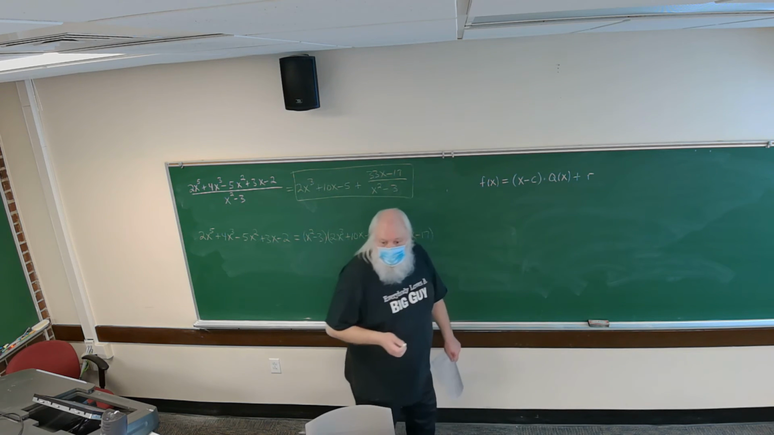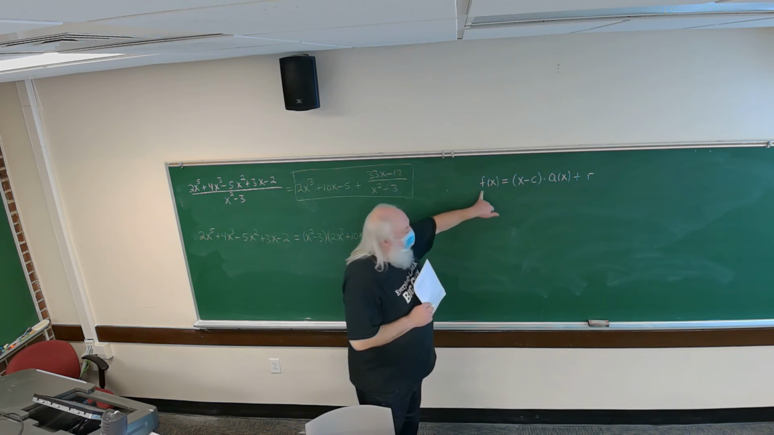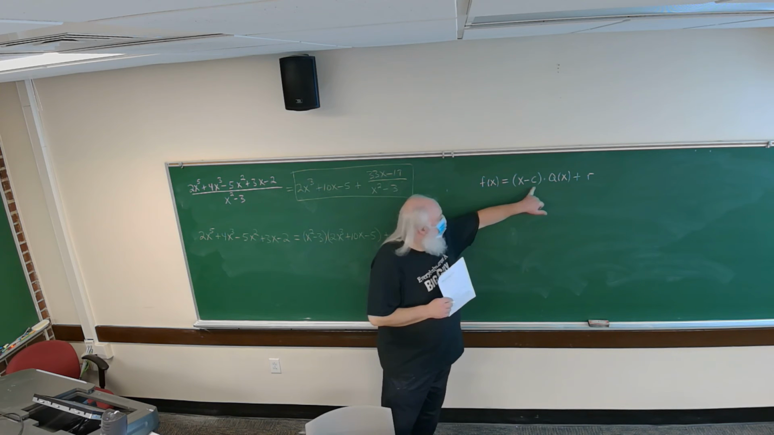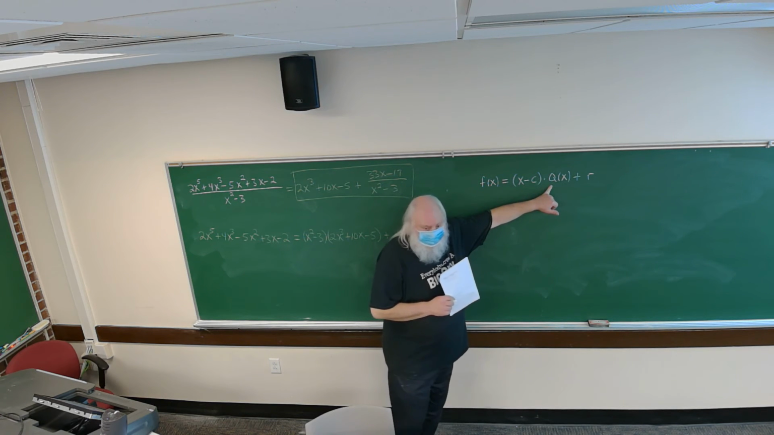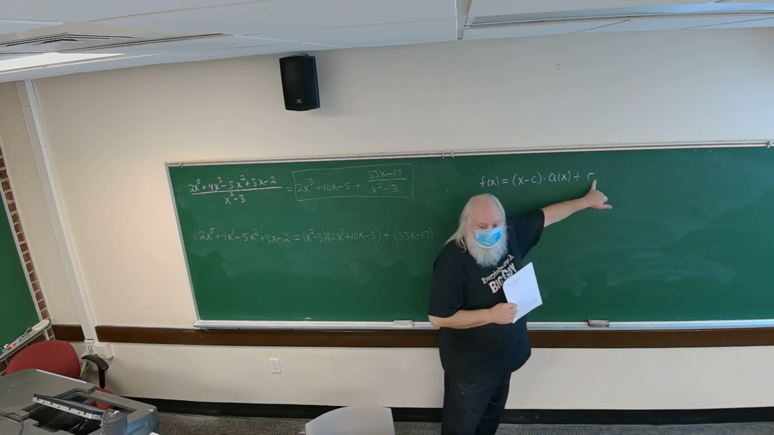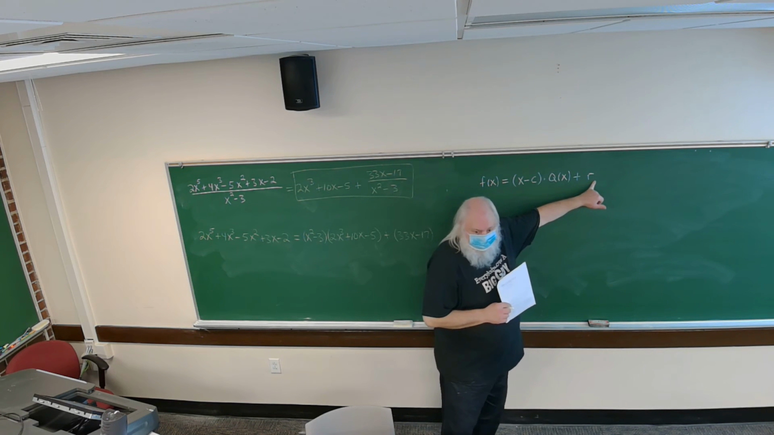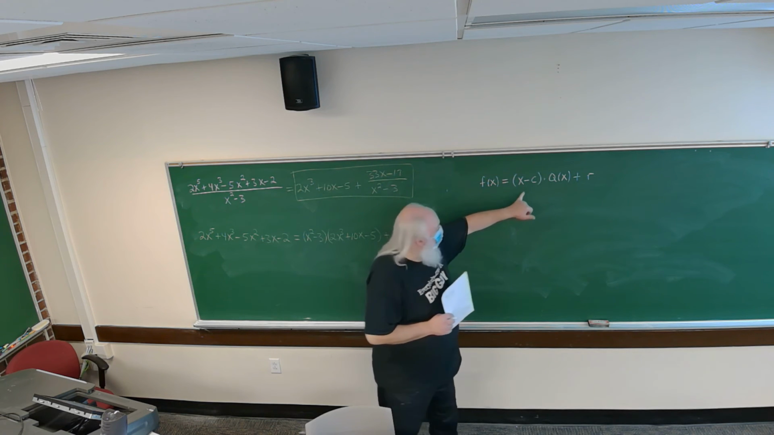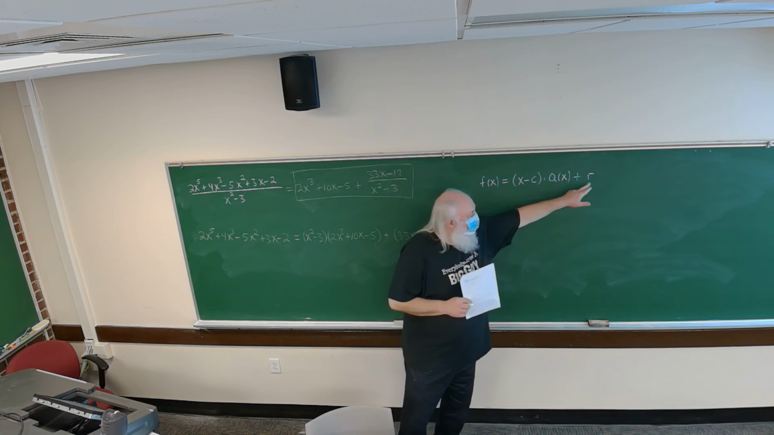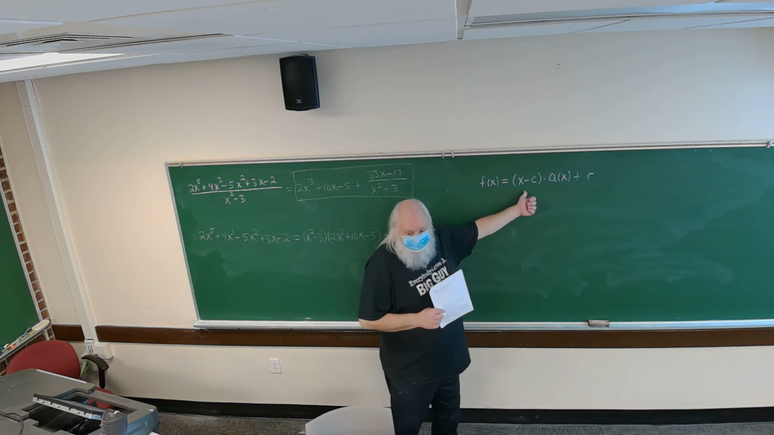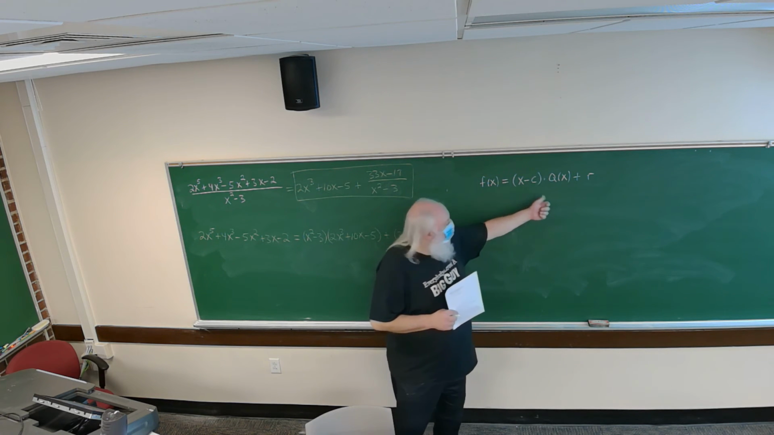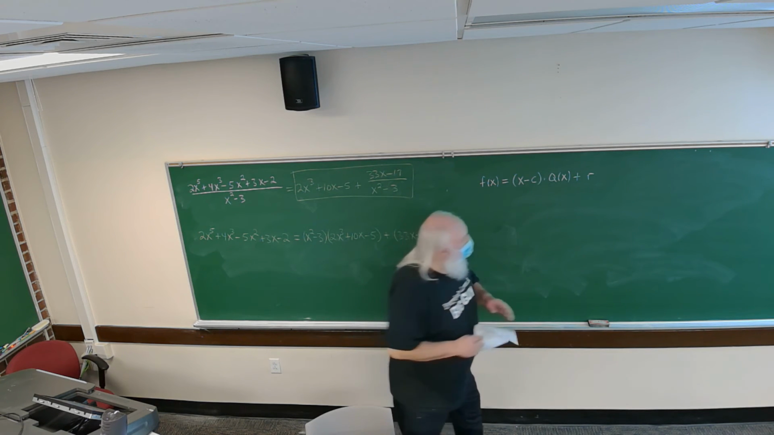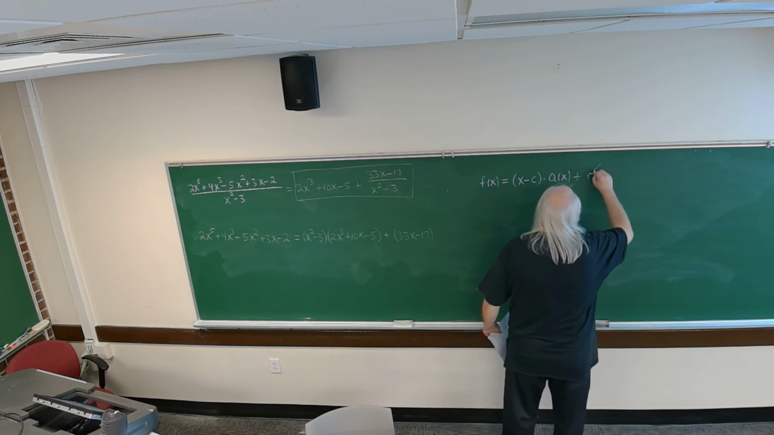The dividend f of x is equal to the divisor x minus c times its quotient q of x plus the remainder r. But r is not a function of x because the divisor is raised to the first power. So the remainder is always 1 power less than the divisor. The divisor is a first degree polynomial, so the remainder r is a 0 degree polynomial. It's just a real number.